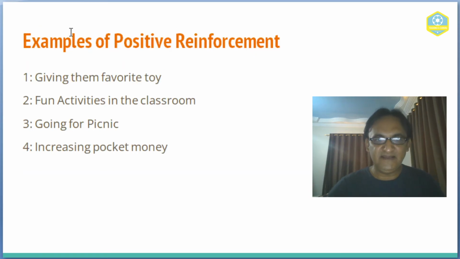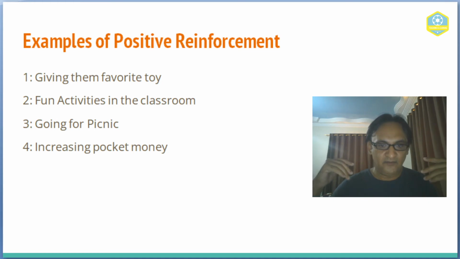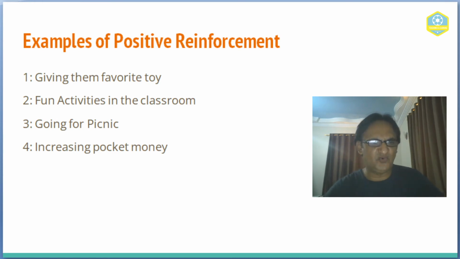Now here is the example of positive reinforcement: giving them a toy or gift, letting them go for a picnic or outside, increasing pocket money, and I have mentioned some examples. The announcement of his position in the school, putting his picture in the school magazine, giving them appreciation certificates, and so on.